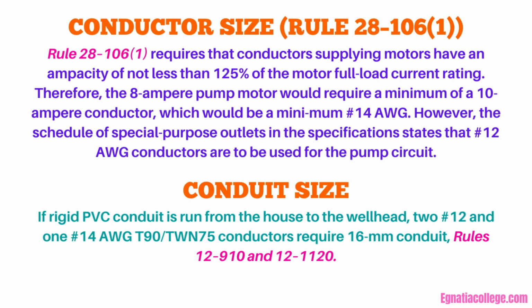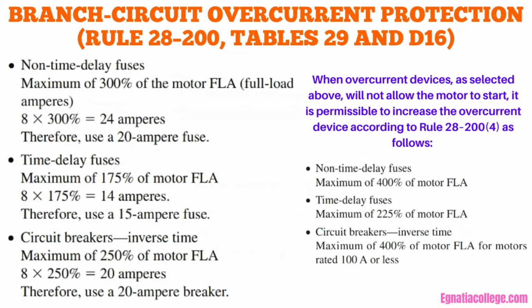Conduit size. If rigid PVC conduit is run from the house to the wellhead, 2 number 12 and 1 number 14 AWG T90/TWN75 conductors require 16 mm conduit, Rules 12-910 and 12-1120. Branch circuit overcurrent protection, Rule 28-200, Tables 29 and D16.